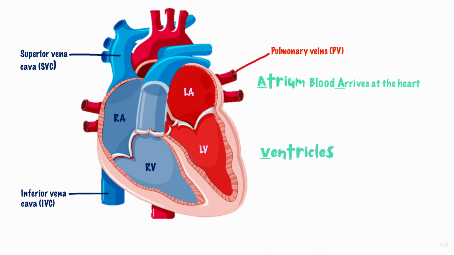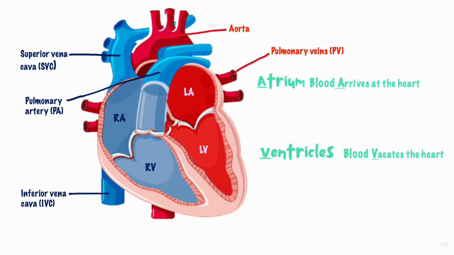Conversely, the left and right ventricle can be thought of as the exiting chambers where blood vacates the heart via arteries. The left ventricle is attached to the aorta, which is the biggest artery in the body and carries oxygenated blood to the body's organs and tissues, whereas the right ventricle is attached to the pulmonary artery, which carries deoxygenated blood back to the lungs.